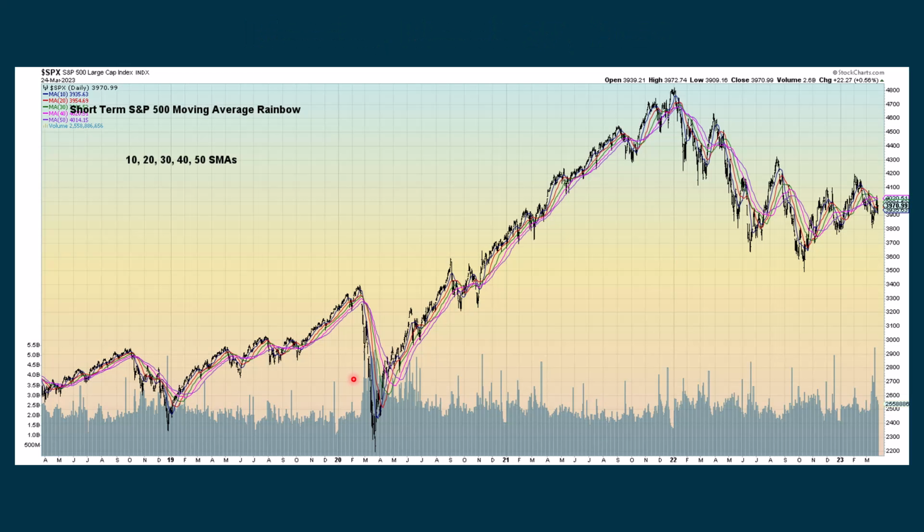Some short-term charts that we look at. This is a rainbow chart going from 10 periods up to 50, and we've been chopping around so much, this hasn't really been all that useful. It might look kind of cool with all the different colors, but it's not really giving us a lot of insight.